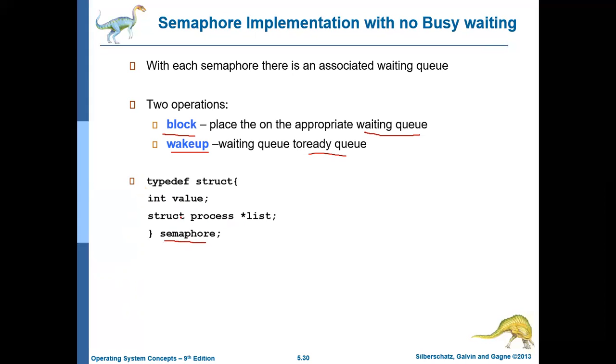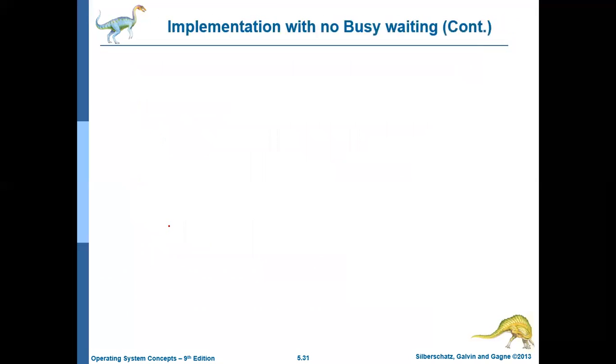The second variable is a pointer to a process, which is a structure. This process is a structure. So let us see how a semaphore can be implemented without busy waiting.